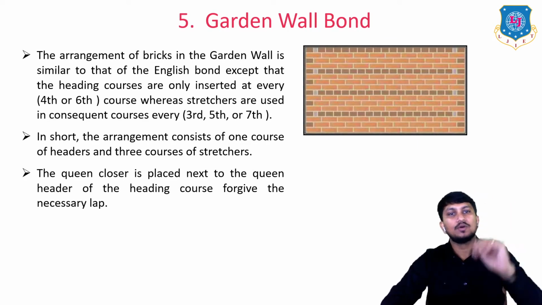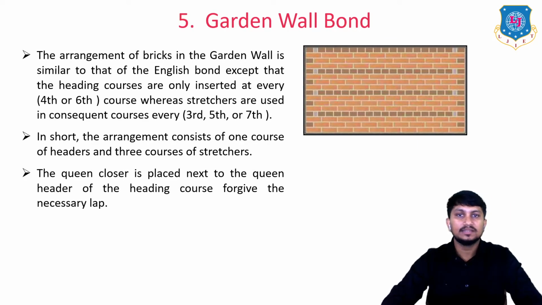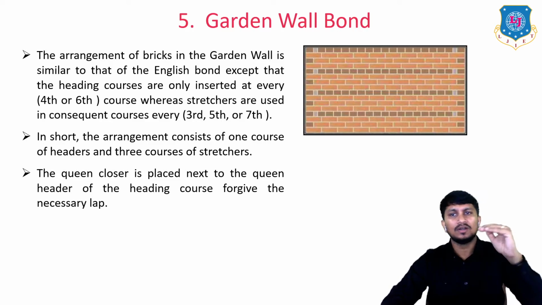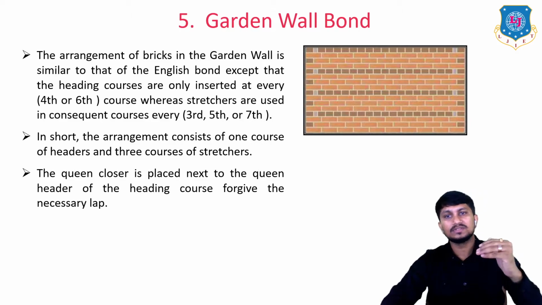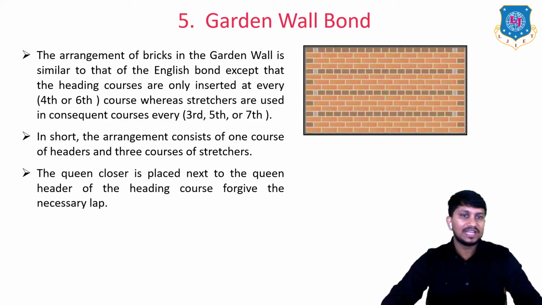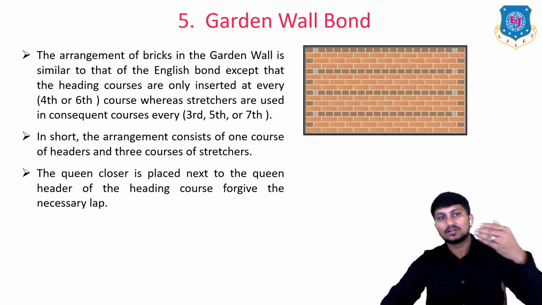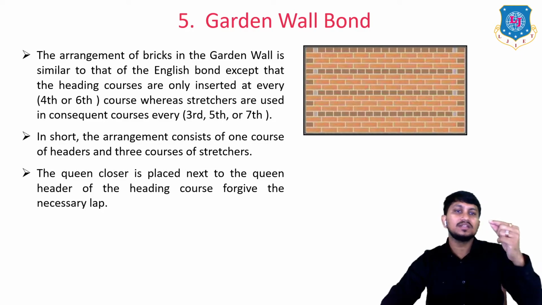This is how garden wall bond looks like. The arrangement of bricks in garden wall bond is similar to that of English bond, except that the heading courses are only inserted at every fourth or sixth layer, whereas stretchers are used in consecutive courses, every third, fifth, and seventh layer. Okay, so you can clearly see the first three layers are of stretchers, then the fourth layer is of headers. Okay, or you can use six layers also.